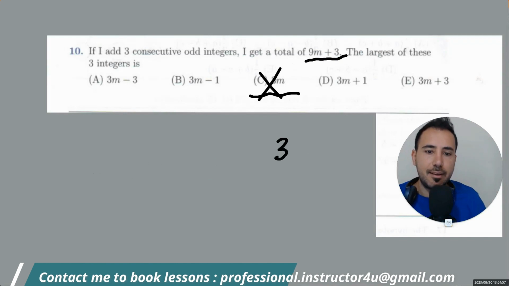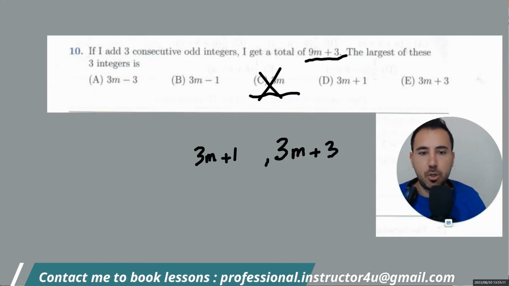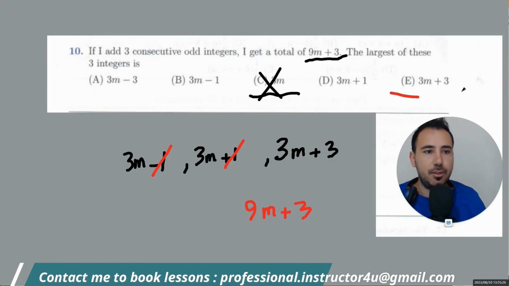So if 3m plus 3, the last one, is the largest, as the question says, then the one here would be 3m plus 1, and then we go back 2, which is going to be 3m minus 1. And when we add all of these, you'll see that these two will cancel. So we're going to end up with 9m plus 3. So there you go.